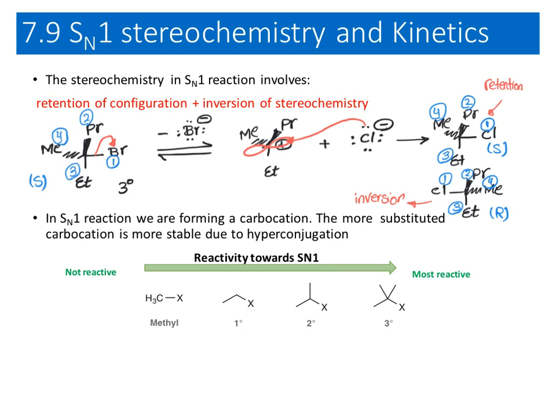Now, the challenge with SN1 reaction is that you should always consider the rearrangement possibility, because if you are forming a carbocation and that carbocation can do rearrangement to become more stable, it will definitely do it. So always consider the possibility of rearrangement in SN1 reaction.